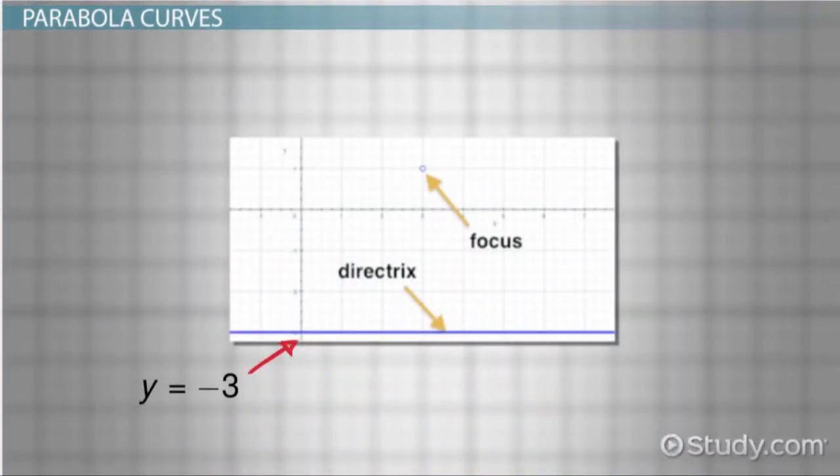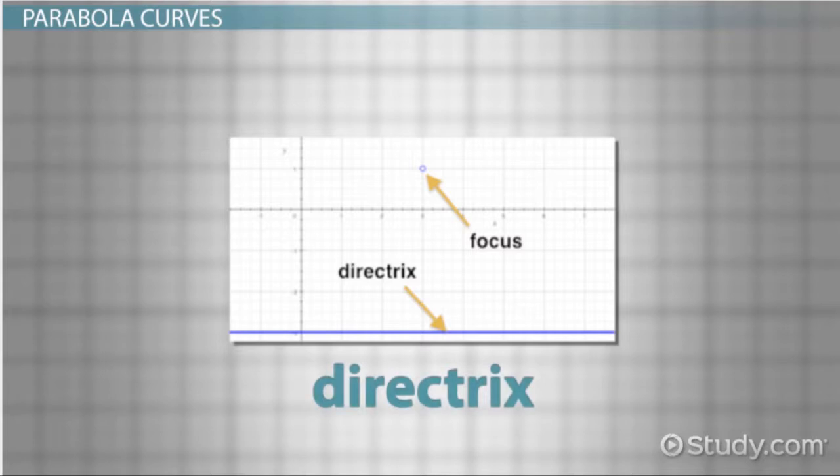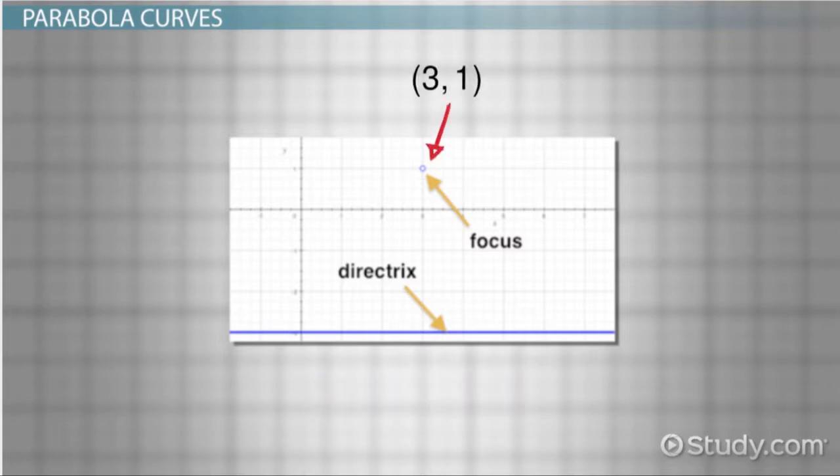In this example, the line goes through y equals -3 and is parallel to the x-axis. This line is called the directrix. Locate a point. In this example, the point is at 3, 1. This point is called the focus. The idea is to use only this information to plot a parabola and to find equations that define the parabola.